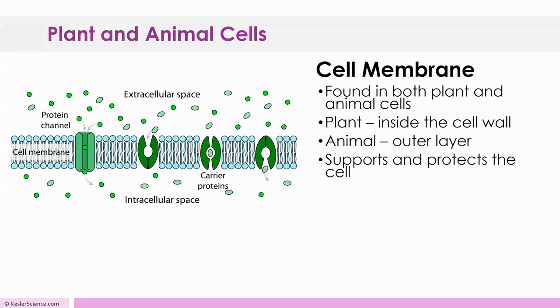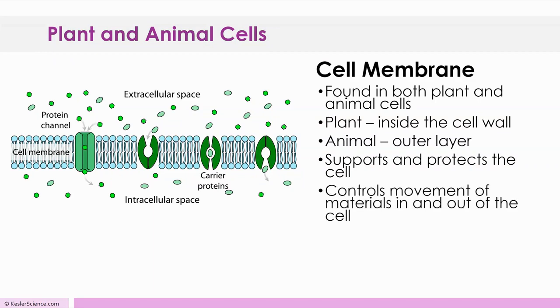So the cell membrane is kind of like the outside of the house or the outside of the apartment. It supports and protects and allows things to go in and out. It has a door and windows that allow things to go in and out of the apartment. So it controls the movement of things in and out of the cell, and it helps maintain a balance.